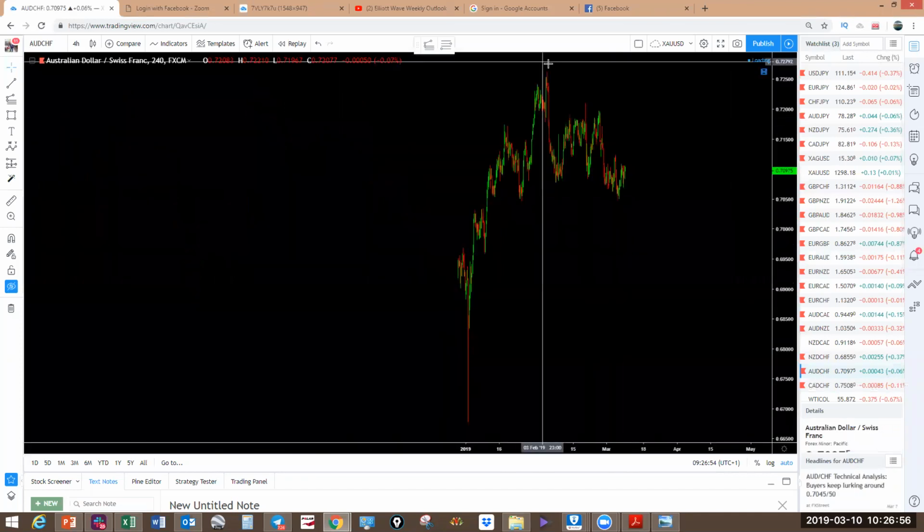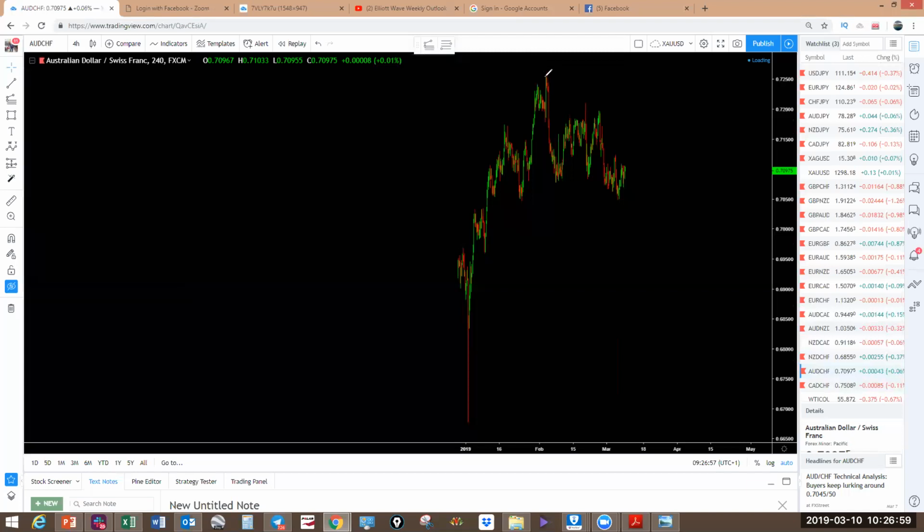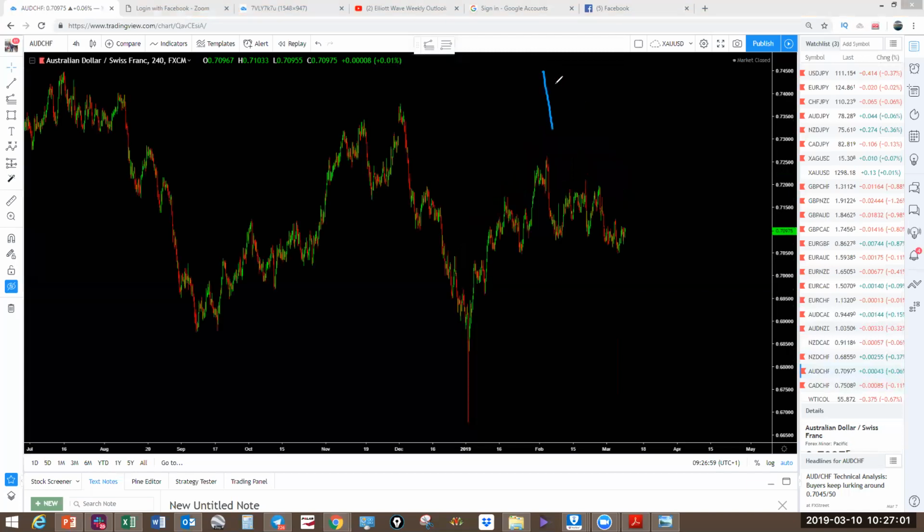AUDCHF, the same. Getting a 3-wave pullback. 1. Let's get back to our yellow color. You get 1, you get 2, you get 3. This may push a little bit higher. Okay, the CHF is looking rather weak in the coming sessions. So this may be a nice trade to the upside. Watch it.